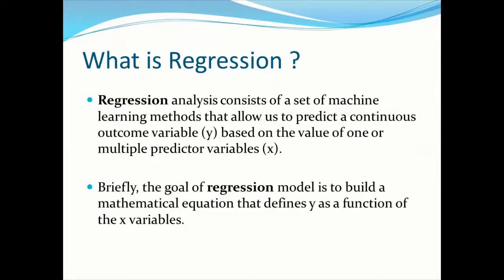So what is regression? Regression is basically a set of machine learning methods that predicts a continuous outcome variable y based on some predictor variables, which are basically denoted by x. So briefly, the goal of a regression model is to build a mathematical equation that defines y as a function of the x variable. Let's see this with an example.